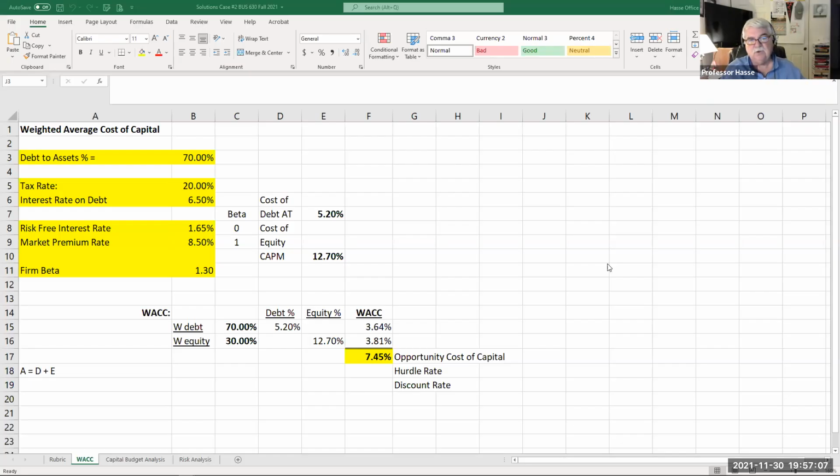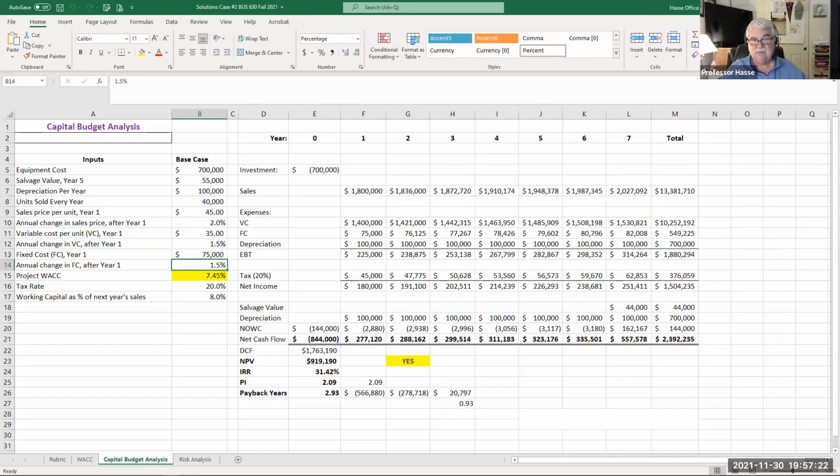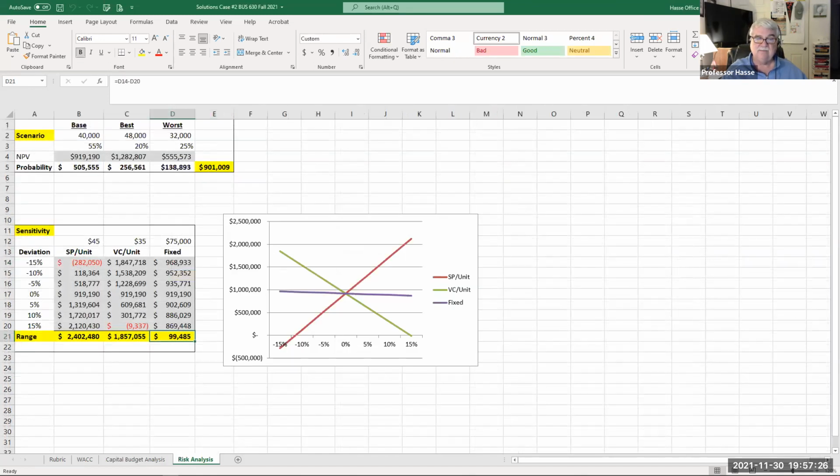Case number 2 was for you to determine a capital budget analysis, which we're going to be doing in the electrics case in the next few weeks: determine the cost of capital, then do a capital budget analysis of the base case of the data given to you in this case, and then do a risk analysis, a scenario and sensitivity analysis. These solutions are now posted to Blackboard.